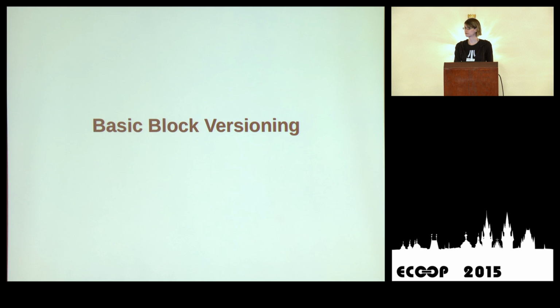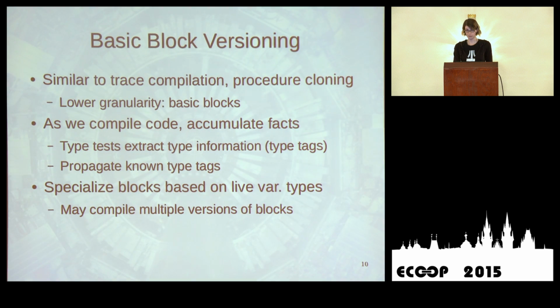And this is where basic block versioning comes in. So basic block versioning is a code generation technique that's similar to trace compilation and procedure cloning, but it works at a lower level of granularity, that of basic blocks. And as we compile code, we accumulate facts. Basically, we use type checks to extract type information about live variables, and we propagate the information that we've accumulated, and then use this information to specialize basic blocks based on the types of live variables. And we may compile multiple versions of any given basic block.